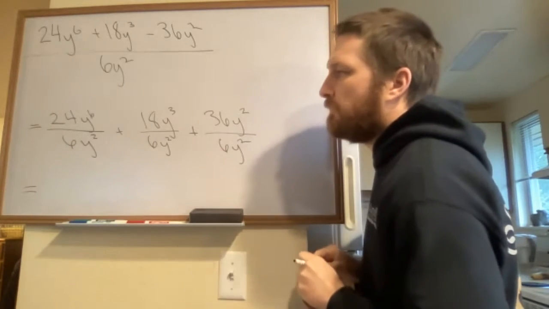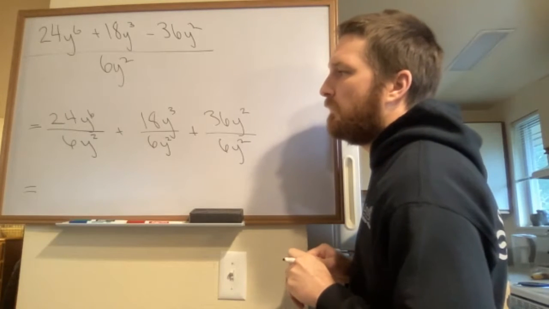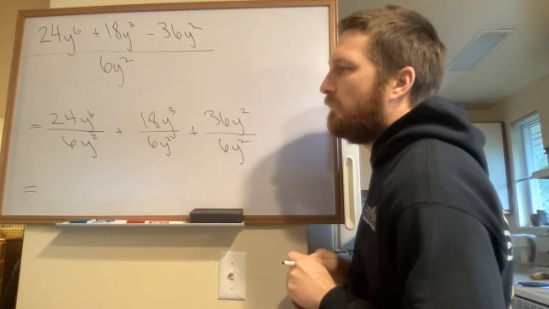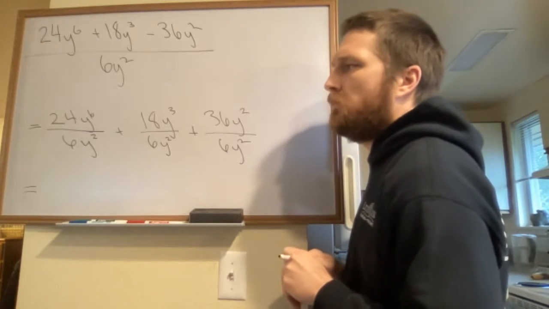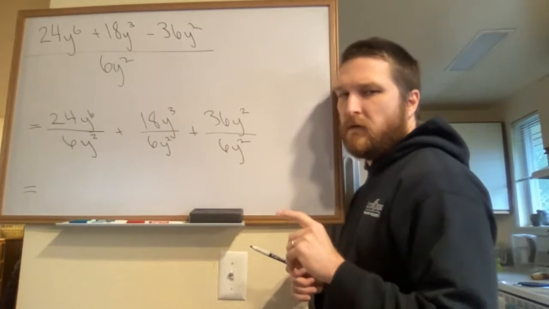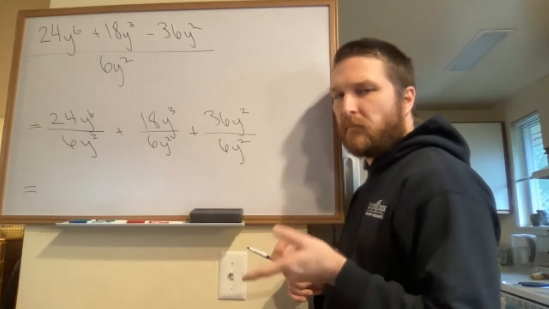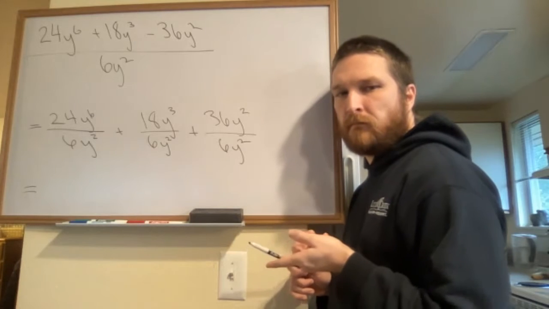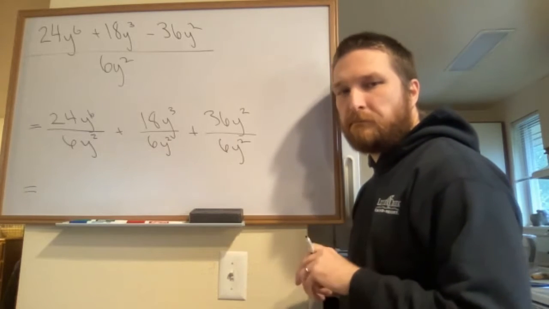You can multiply the top by 8. Wait, first off, let's do the numbers. What's 24 over 6? Can we simplify that guy? Yes. What is it equal?